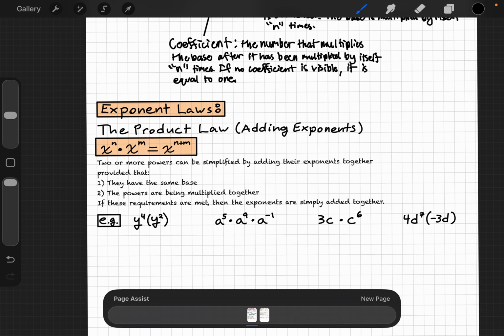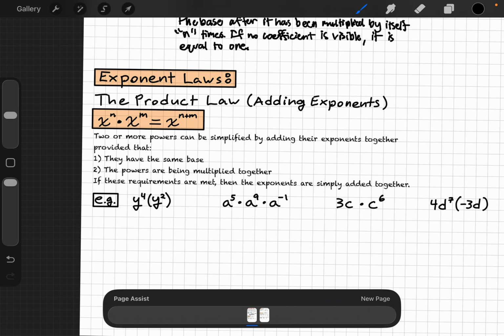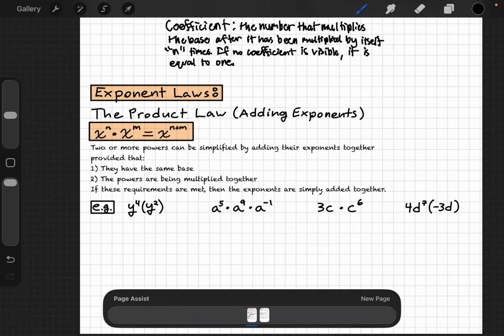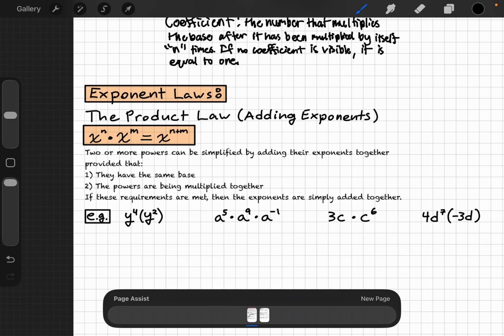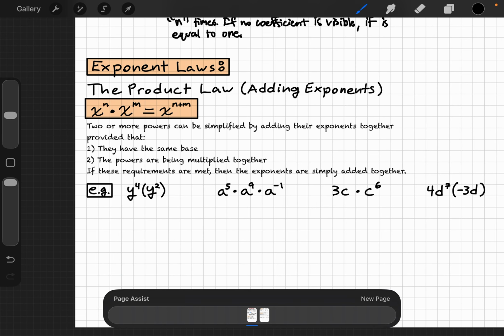We scroll down here. We have exponent laws. The first of the exponent laws is the product law, which is just adding exponents. So here we have an example of x to the power of n times x to the power of m is equal to x to the power of n plus m. The description reads, 2 or more powers can be simplified by adding their exponents together, provided that 1, they have the same base, 2, the powers are being multiplied together. If these requirements are met, then the exponents are simply added together.